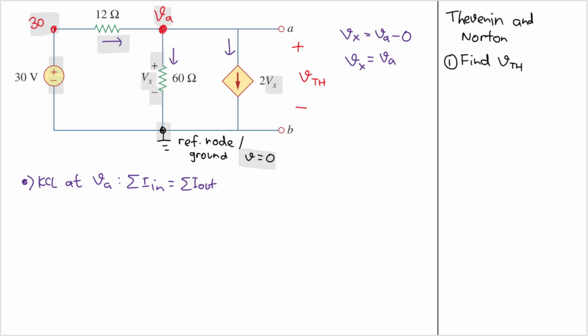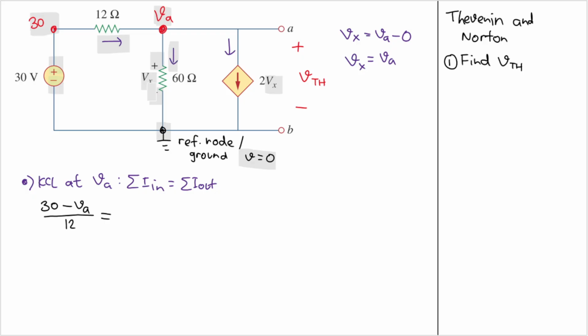That current can be calculated using Ohm's law, right? The voltage divided by the resistance. The voltage will be 30, where the current comes from, minus VA, where the current goes to. See the arrow here. The current came from 30 and goes to VA, divided by the resistance between them, which is 12. Good. Now all the other currents are going out, right? This and that.